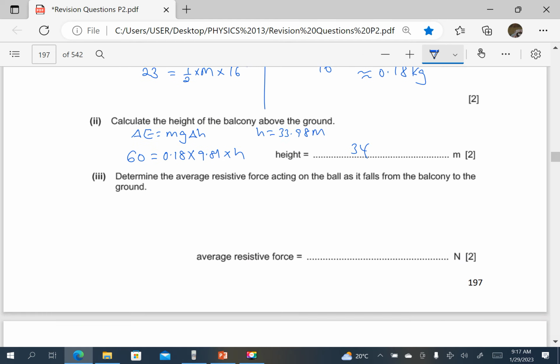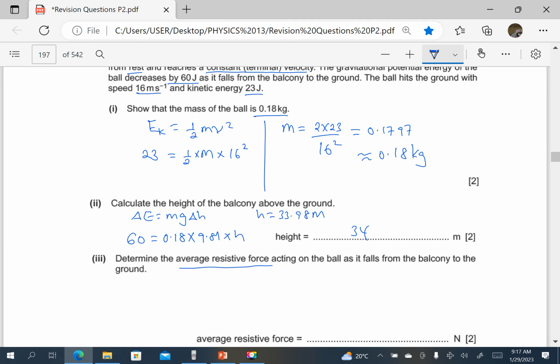Determine the average resistive force, that is it could be friction. Determine the average resistive force acting on the ball as it falls from the balcony to the ground. So we need to find the work which is done against the resistive force. Note that the loss in gravitational potential energy is 60, but the kinetic energy is actually 23.